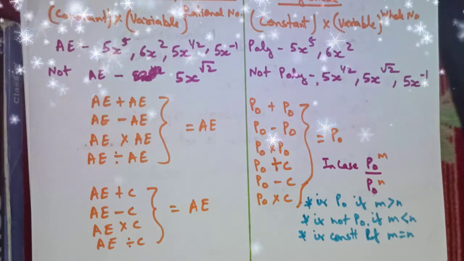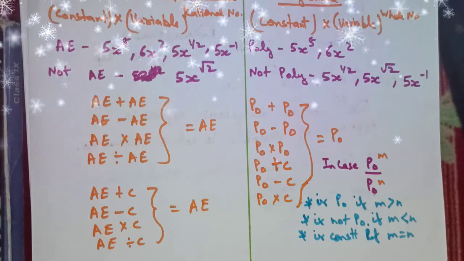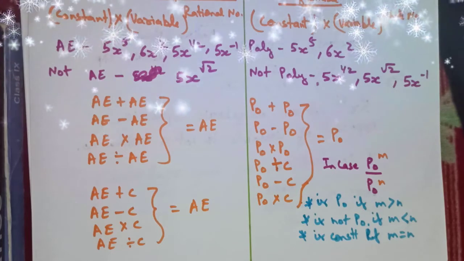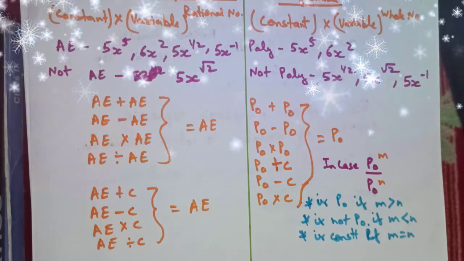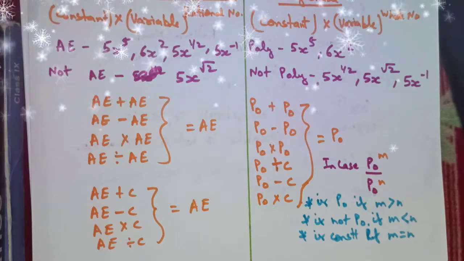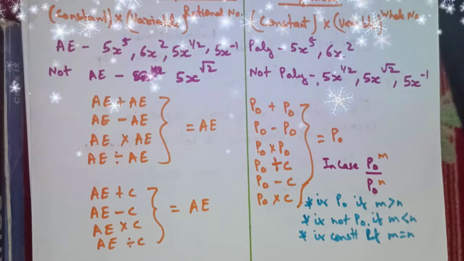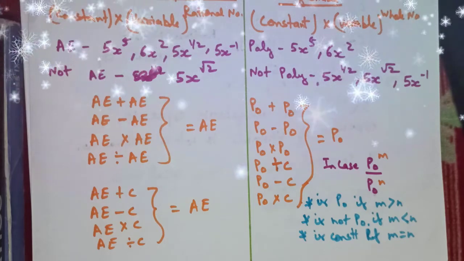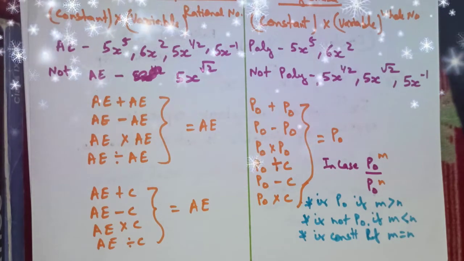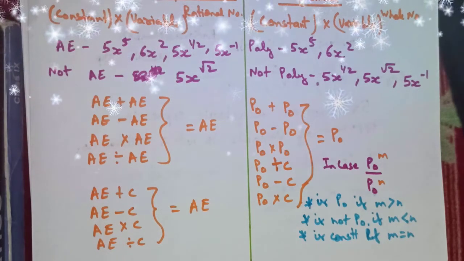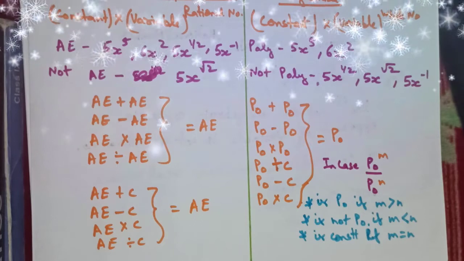Similarly, the sum of two polynomials is always a polynomial, and the difference and product of two polynomials are also always polynomials. Polynomial plus constant, polynomial minus constant, polynomial multiplied by constant will always be a polynomial. However, there is a difference when we are dividing a polynomial by another polynomial.